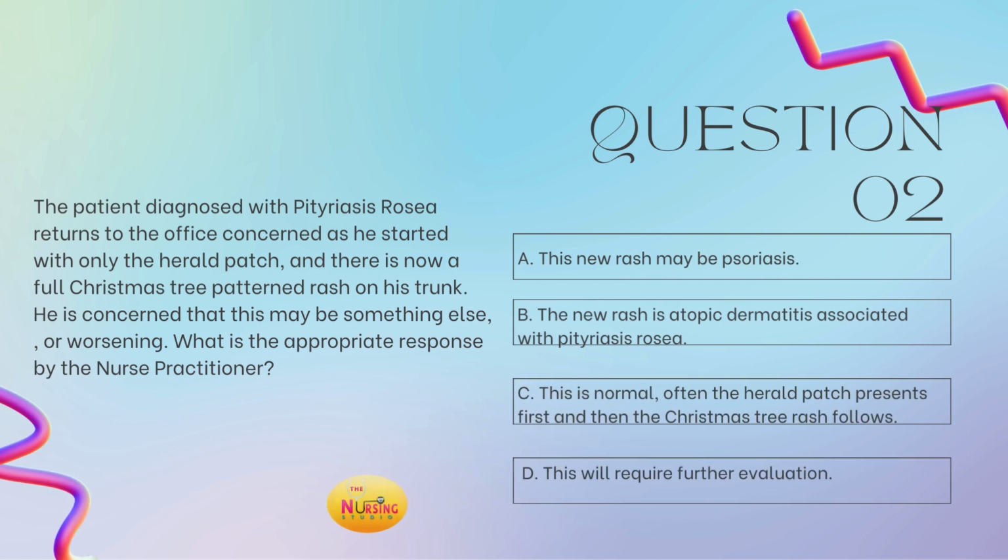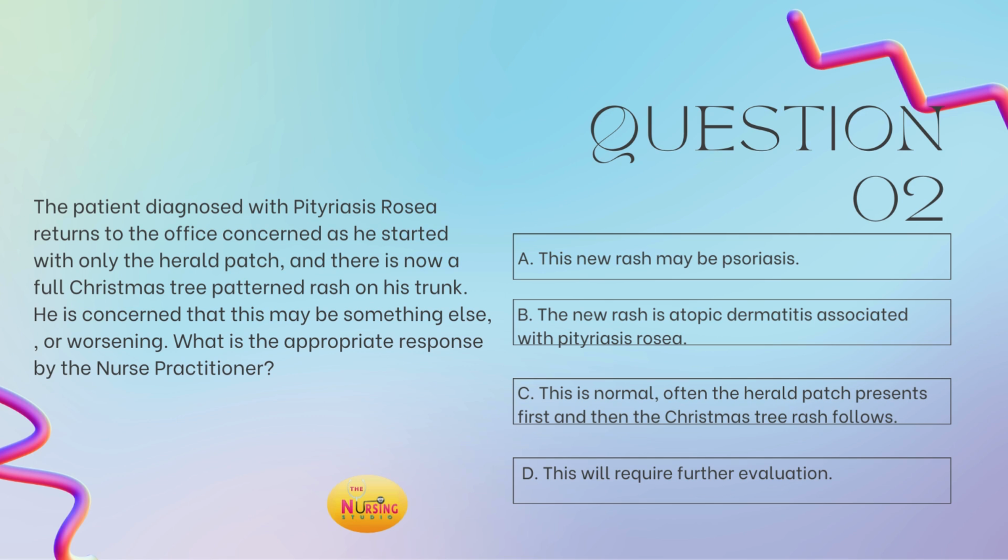Question number two, the patient diagnosed with pityriasis rosea returns to the office concerned as he started with only the Harold patch and there is now a full Christmas tree pattern rash on his trunk. He is concerned that this may be something else or worsening. What is the appropriate response by the nurse practitioner? Is it A, this new rash may be psoriasis? B, the new rash is atopic dermatitis associated with pityriasis rosea? C, this is normal. Often the Harold patch presents first and then the Christmas tree rash follows. Or D, this will require further evaluation. Take a moment and tell me what you got in the comments, you guys.